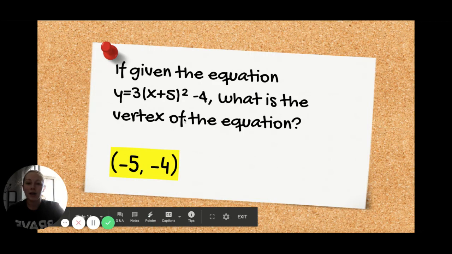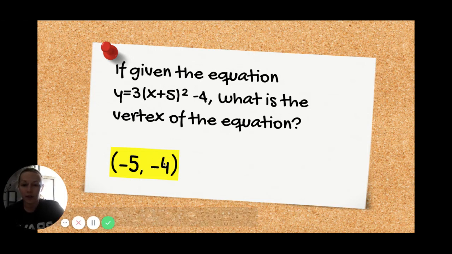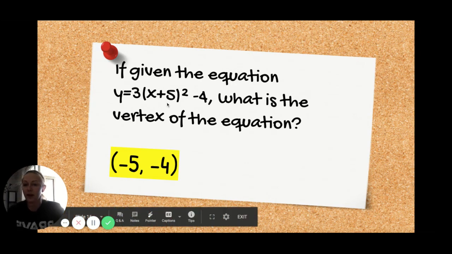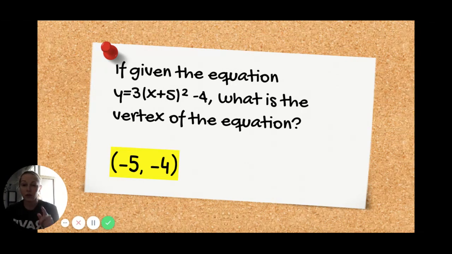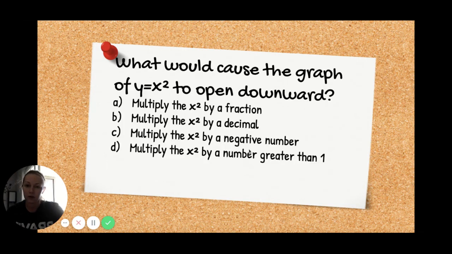So my vertex would be at negative 5 comma negative 4. I have a negative 5 here because if I were graphing this, this would represent x plus 5, a translation to the left. So normally my parent function is at 0, 0 at the vertex, but I've now moved 5 to the left, and that would make it sit at negative 5. And then it would go down 4, so my vertex is at negative 5, negative 4.